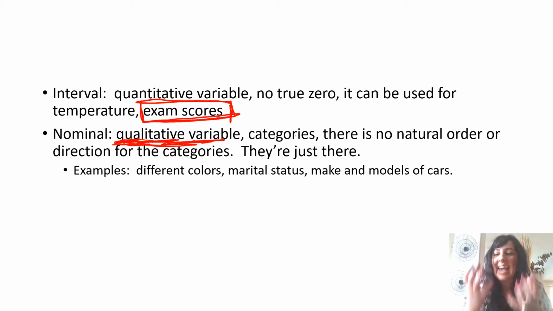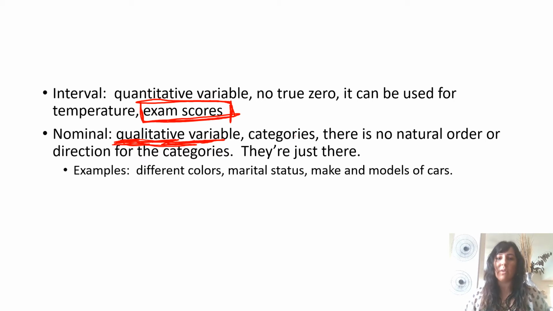It's like a category. Okay, ordinal is also a category. But the difference between ordinal and nominal is that with ordinal, there is a natural order to the categories. With nominal, there is no natural order. They're just there. Okay, they just exist. Nothing's better than the other one. They're all indifferent. They're just categories. All right.